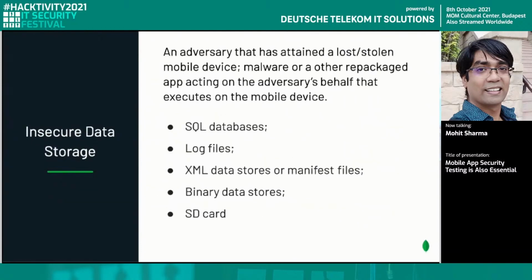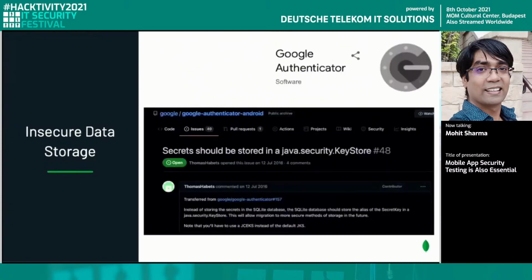The next one on the list is insecure data storage. As the name suggests, the attacker tries to exploit the data storage of the device itself. This could be local DB, external disk, application files, logs, etc. One example I could find for this vulnerability was Google Authenticator, wherein secrets were stored incorrectly in the SQLite database without using a proper keystore mechanism.